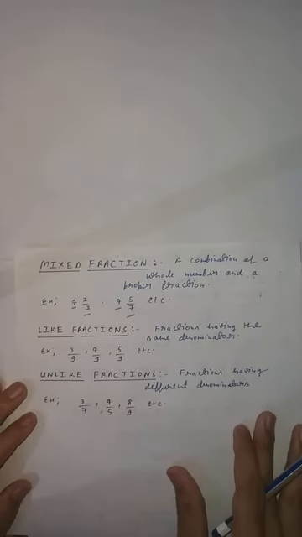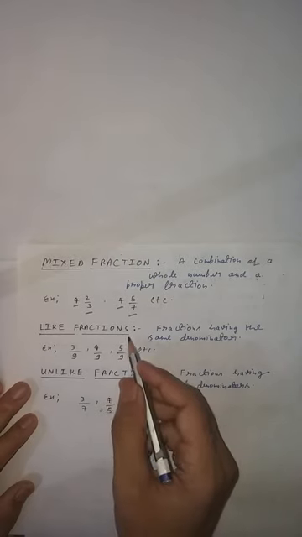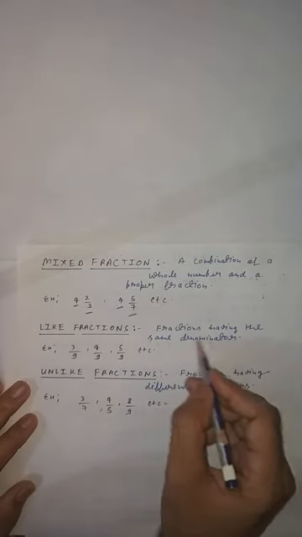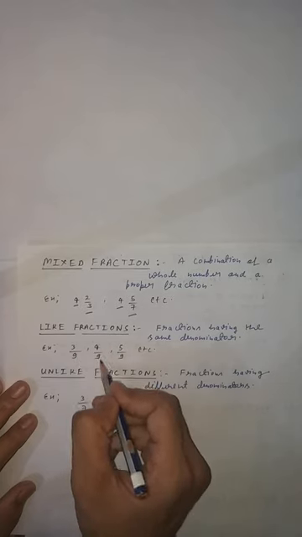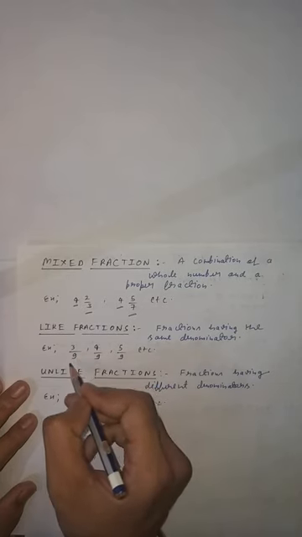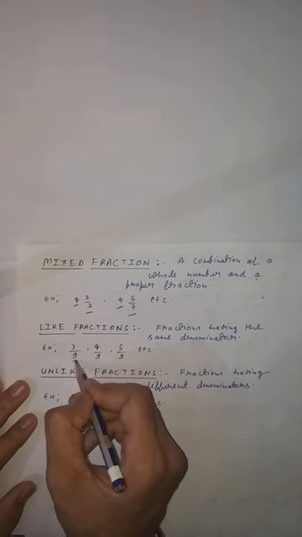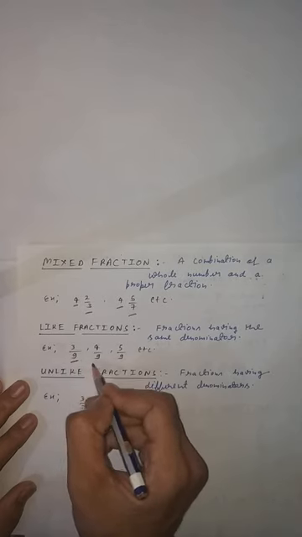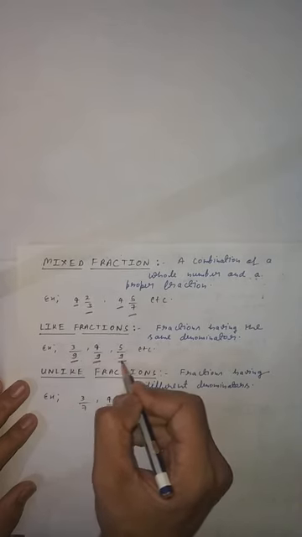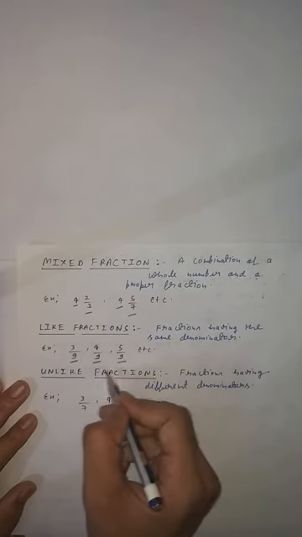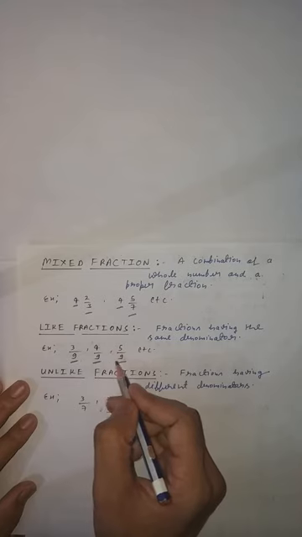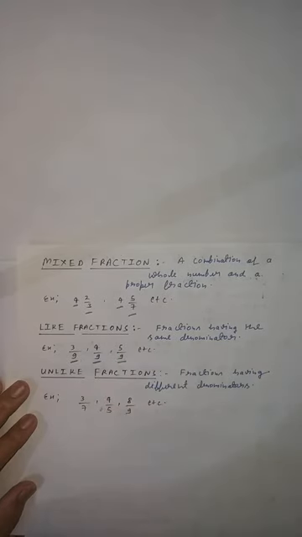This is a simple definition; by example you can understand. Like fraction. What is a like fraction? Fractions having the same denominator. Like 3 by 9, 4 by 9, 5 by 9, student. Clear? So fractions having the same denominator. Here you can see 9 in the denominator, 9 is also the denominator, 9 is also the denominator. So in all the numbers, 9 is the denominator. And these are the same, so you can say these are like fractions.